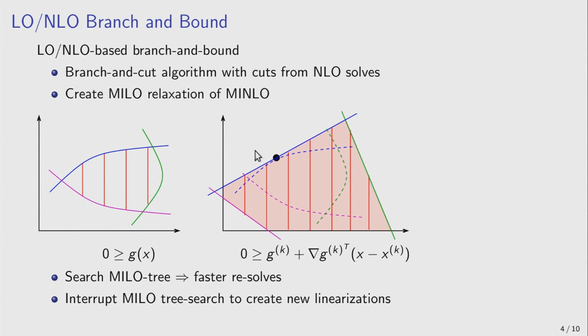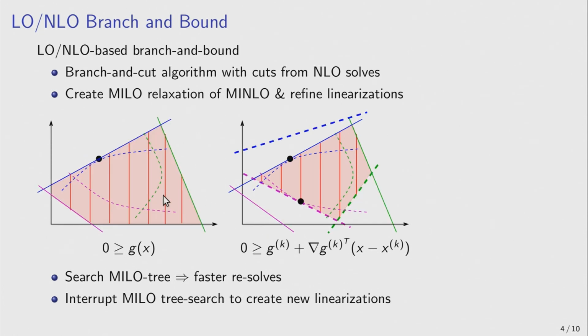And then we're going to start searching our mixed integer linear programming branch and bound tree. So we will go to some integer assignment, somewhere down here maybe. We start here, and we might find that we get to this point down here. At this point, we interrupt our branch and bound tree search, and we solve a nonlinear optimization problem, which gets us back to this point here. Then we can add new cutting planes and update our linear optimization problem. So we're creating new linearizations.